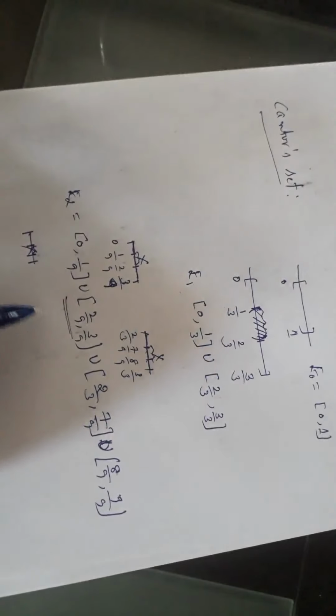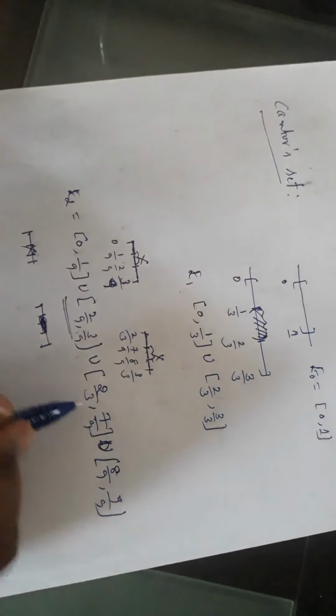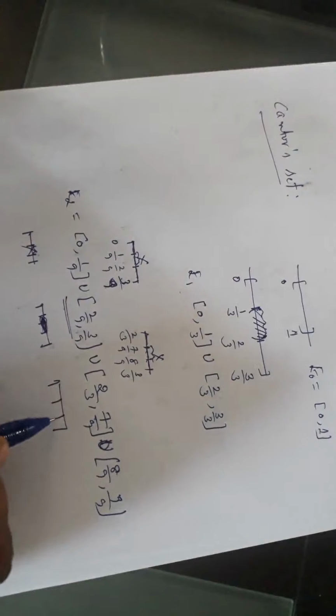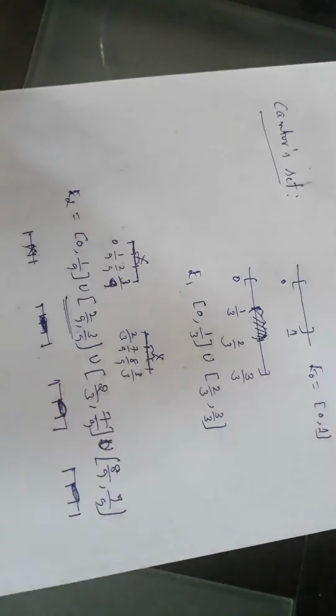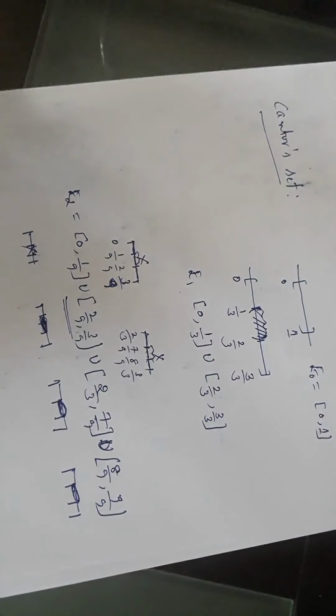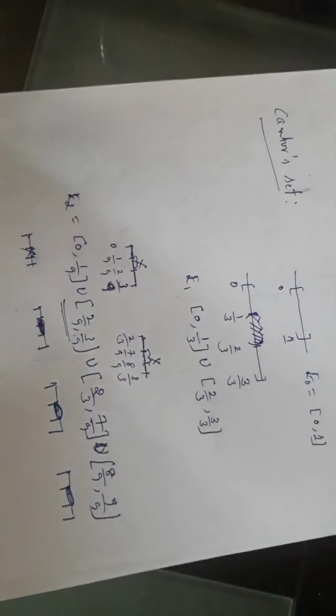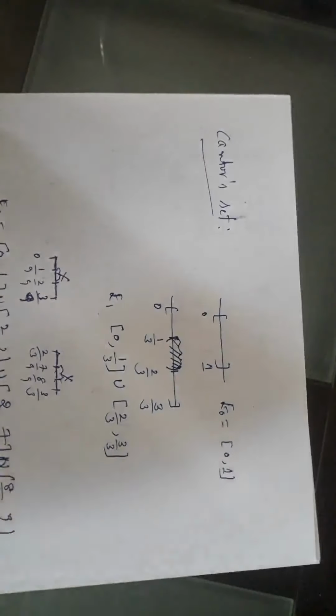You consider 0 to 1 by 9. You divide it into 3 equal parts. Then remove the middle one. Again, you consider this 2 by 9 to 3 by 9. You divide it into 3 equal parts. Then you remove the middle one. Here also you do the same thing. You remove the middle one. Here also you remove the middle one. Likewise, the process goes on.